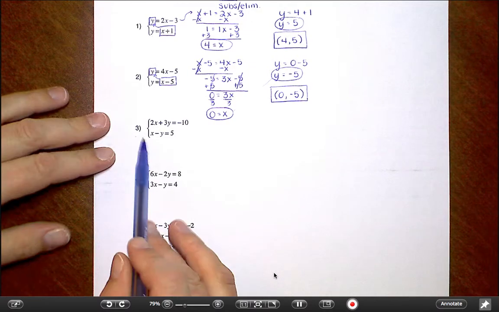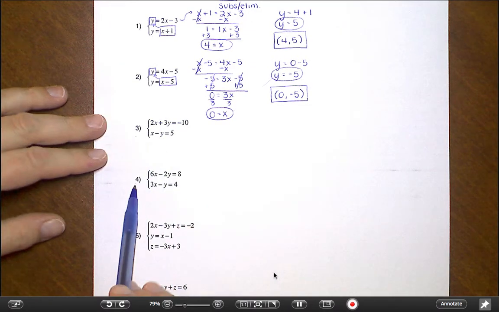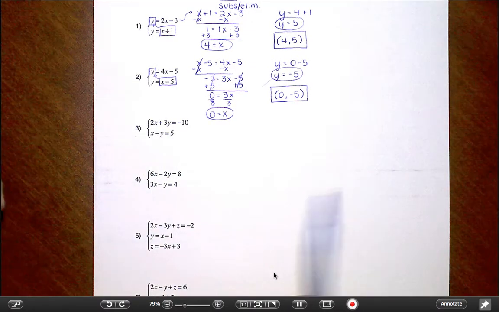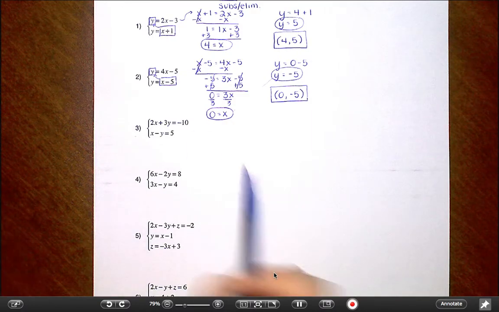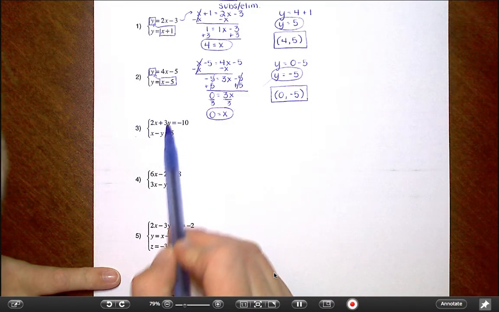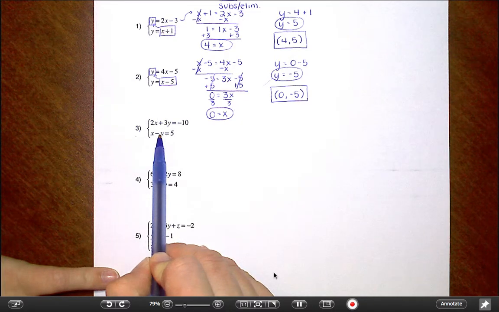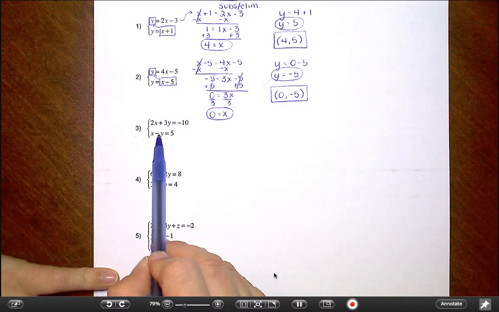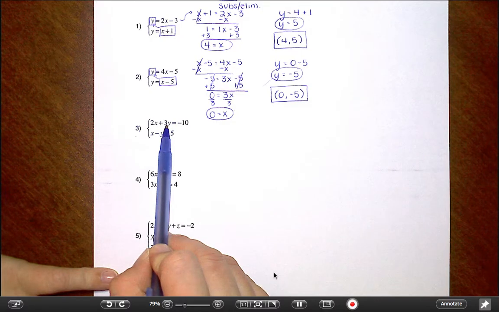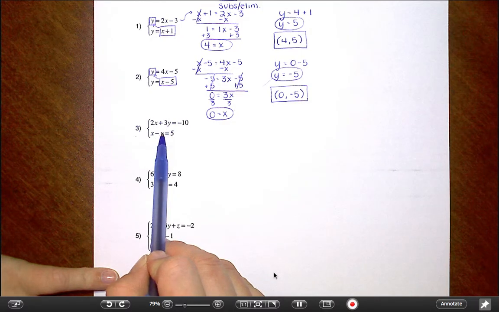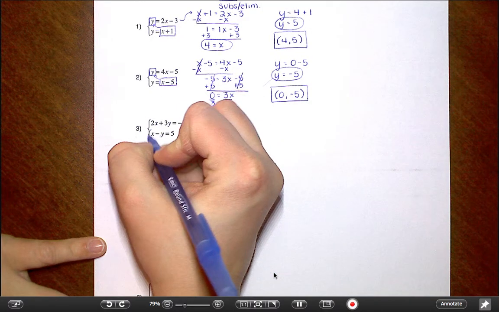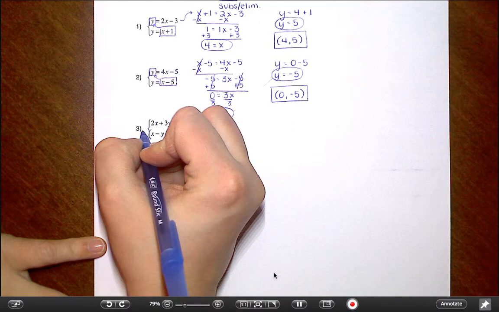But I can do something to this bottom equation to make it so that they'll cancel. I'm going to focus on the y's. You could focus on the x's as well. But if I wanted to look at the y's, I really wish there was a 3 right in front of that y so that I would have a negative 3y and a positive 3y. Well, to make that happen, I'm going to multiply the bottom equation by 3.